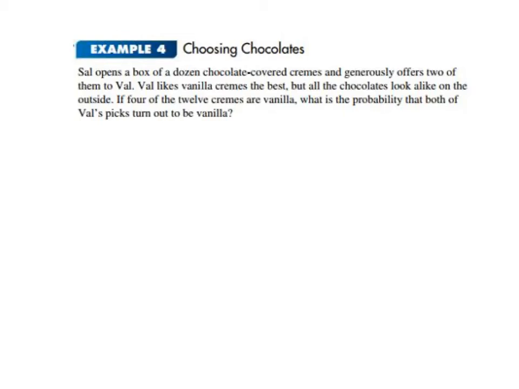I can use the multiplication principle of probability to calculate this a different way. The chance of Sal choosing the first chocolate to be vanilla is, of course, 4 out of the 12, because 4 of the 12 chocolates that are there are vanilla. When he chooses the second one, there are only 3 vanilla creams remaining of the 11 remaining chocolates. If I simplify this, it turns into 1/11 using the multiplication principle of probability.